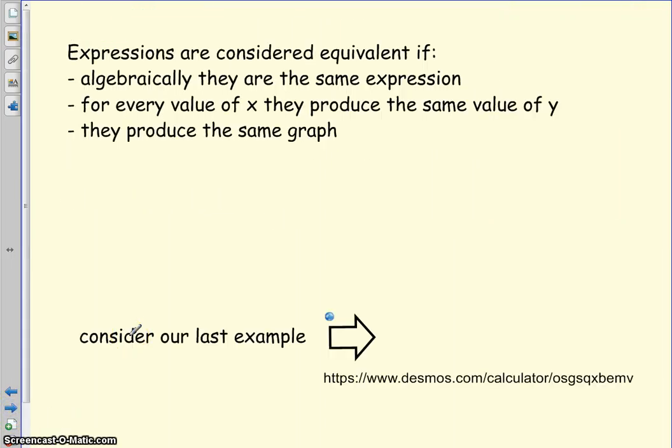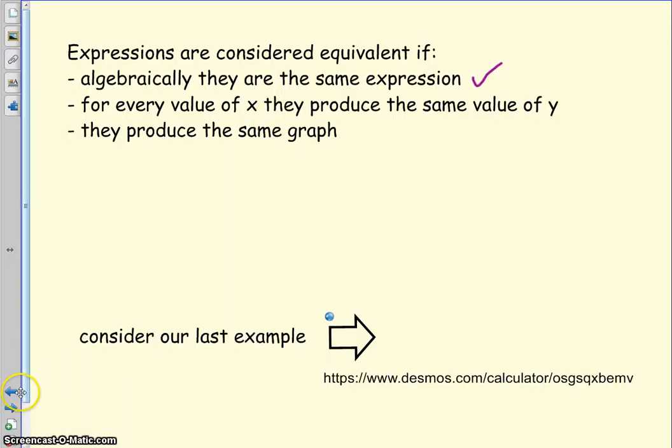Okay, the last thing I'll mention in this lesson is the whole idea behind equivalent expressions. You can consider expressions equivalent if all the following conditions are satisfied. Algebraically they have to be exactly the same, the exact same expression, meaning when you simplify them, they should be identical equations. It also means that for every value of x, you produce the same value of y. And it also means they produce the exact same graph, with no exceptions, no slight differences at all.